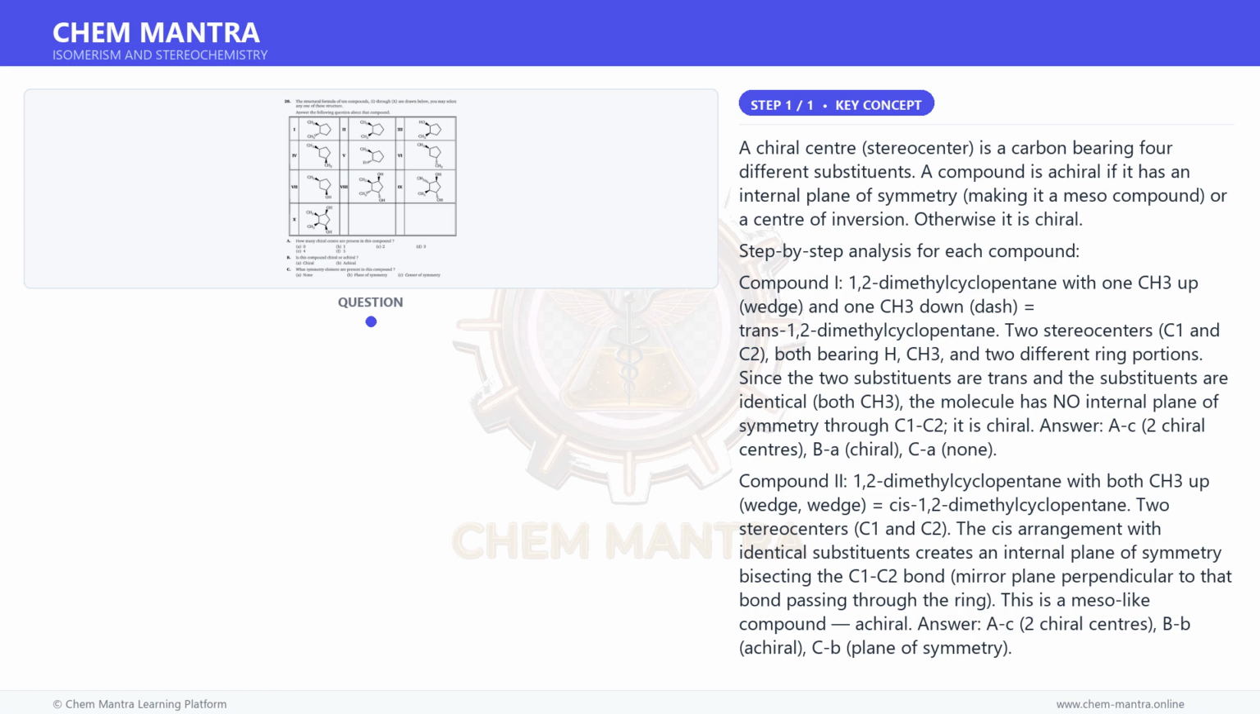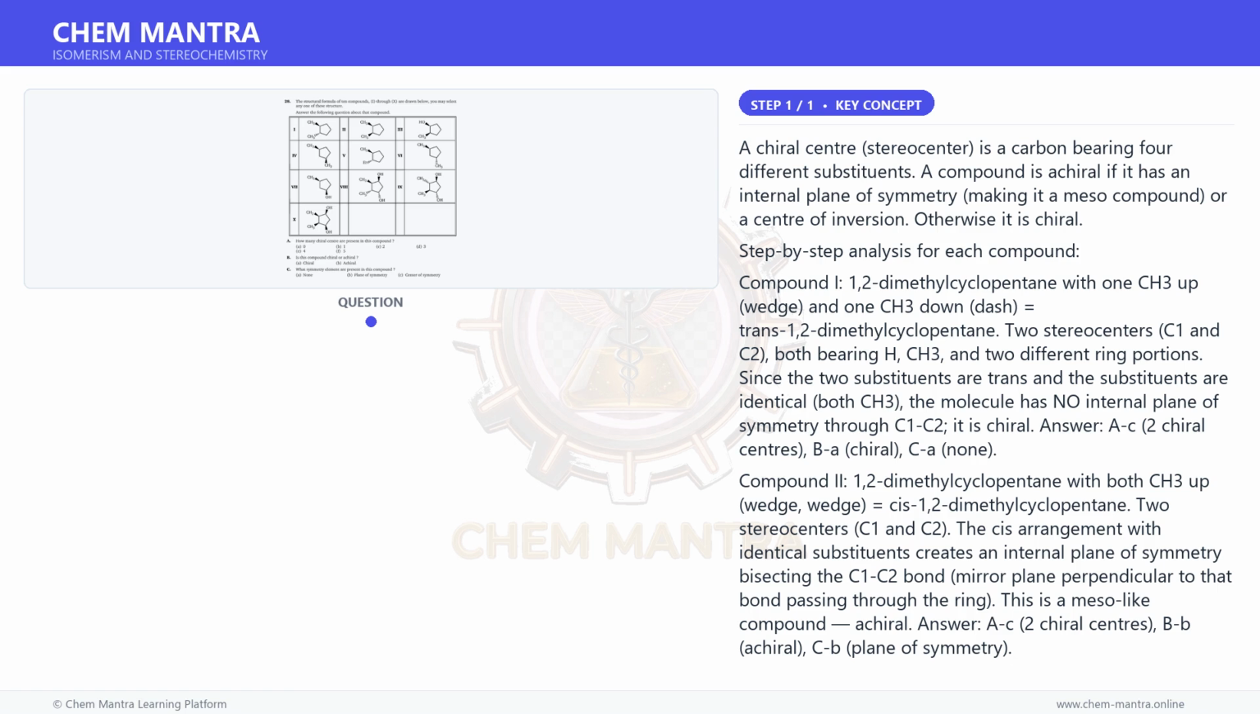Compound I: 1,2-dimethylcyclopentane with 1 CH3 up, wedge, and 1 CH3 down, dash, is equal to trans-1,2-dimethylcyclopentane. Two stereocenters, C1 and C2, both bearing H, CH3, and two different ring portions. Since the two substituents are trans, the molecule has no internal plane of symmetry through C1, C2. It is chiral. Answer: A, C, two chiral centers; B, A, chiral; C, A, none.